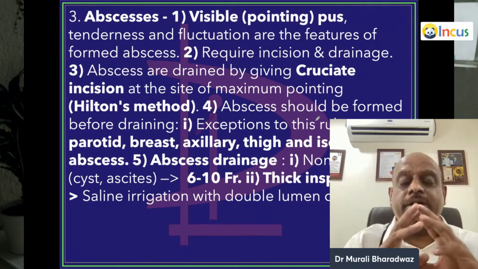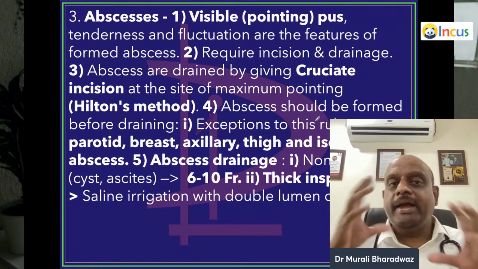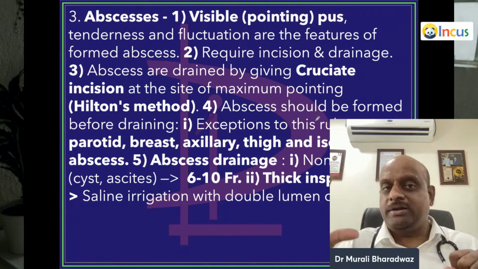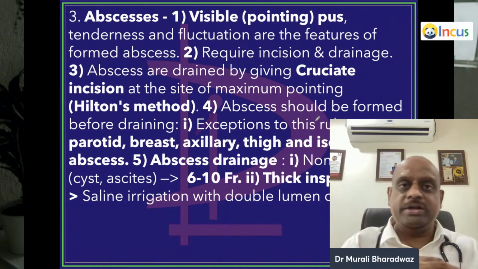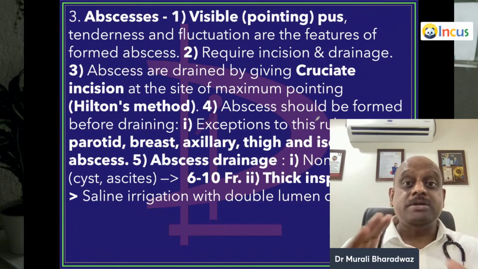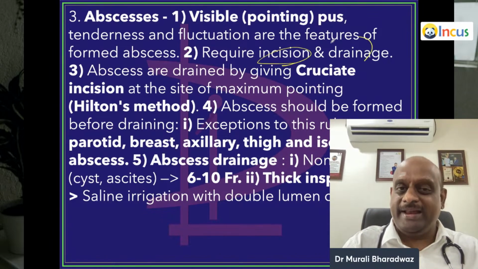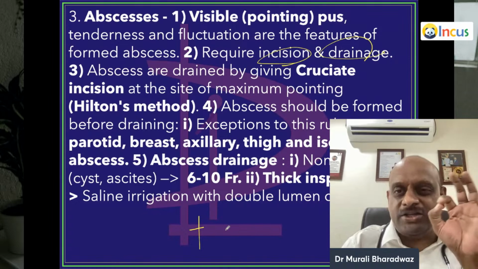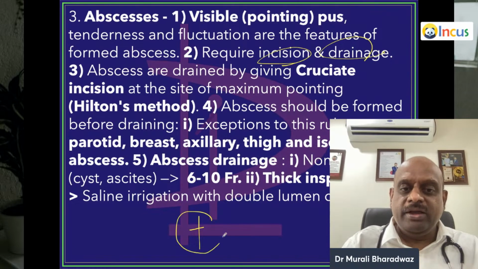Now let us, what we do is, we'll take a little theory and one NExT type of question, MCQ. That's how we will progress. Let's talk about abscess. Abscess anyway requires incision and drainage. And we give a cruciate incision at the site of the maximum point. And what is that method called? Hilton's method.